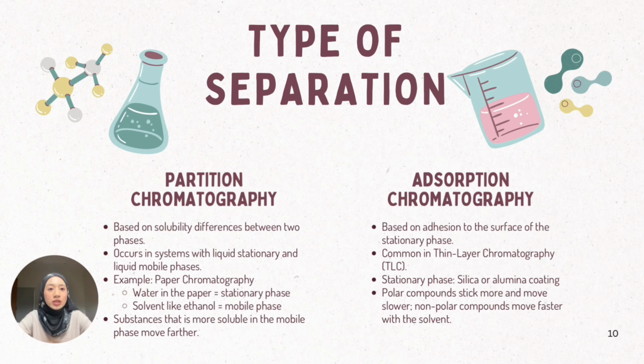And then the second one is adsorption chromatography. This second separation is based on adhesion to the surface of the stationary phase. It is common in thin layer chromatography, which is known as TLC. For example, the stationary phase is silica or alumina coating. Polar compounds will stick more and move slower. Meanwhile, non-polar compounds will move faster with the solvent.